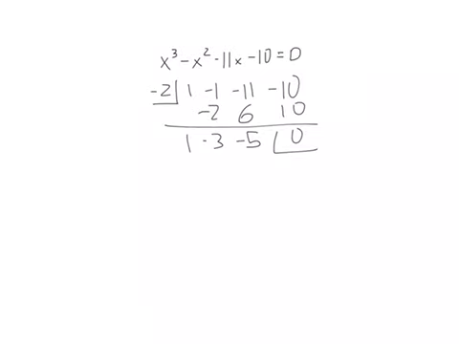That means that we have, as a factored polynomial, that this is x plus 2 times, and that x plus 2 again is coming from this negative 2.